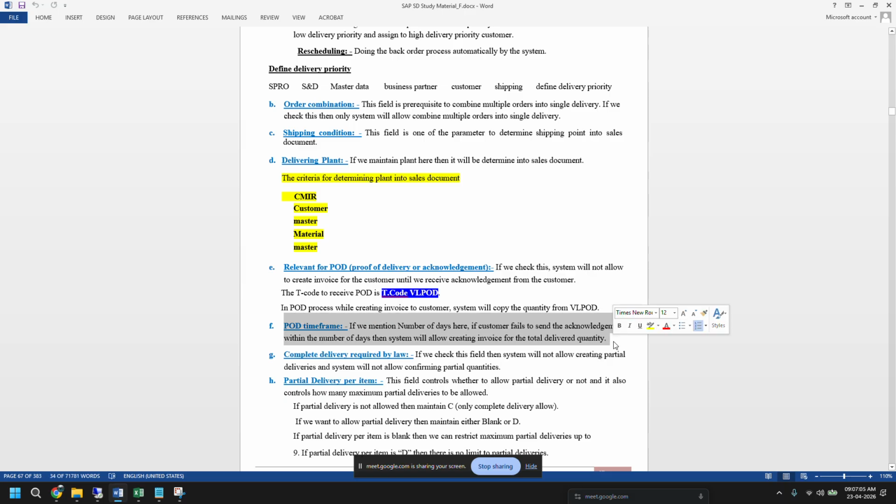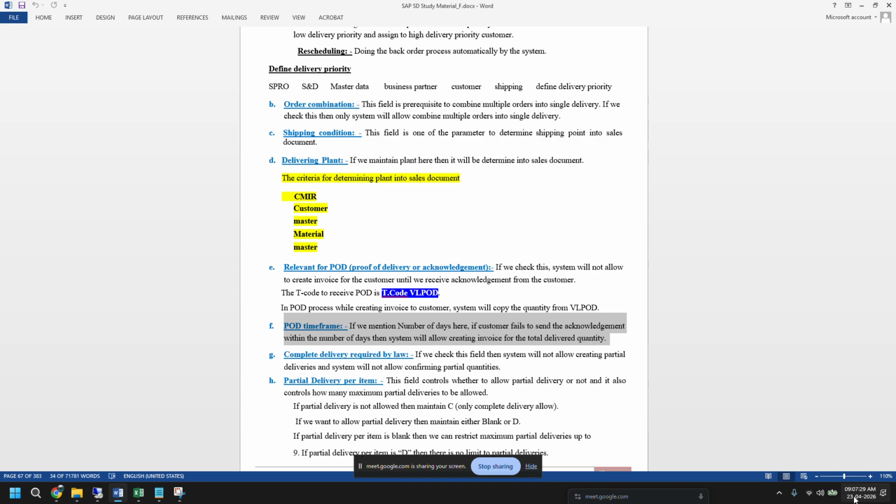Let's say you sent some goods to a customer today, the 23rd. The transit time from your plant to the end customer location is some 5 days. So to be on the safer side, you will maintain 8 or 10 days as the POD relevance, in case some transportation issue happens. So maybe 1 or 2 days extra. To be on the safer side, you maintain 10 days as a POD.